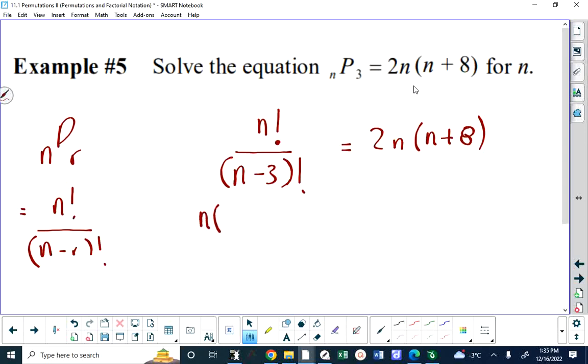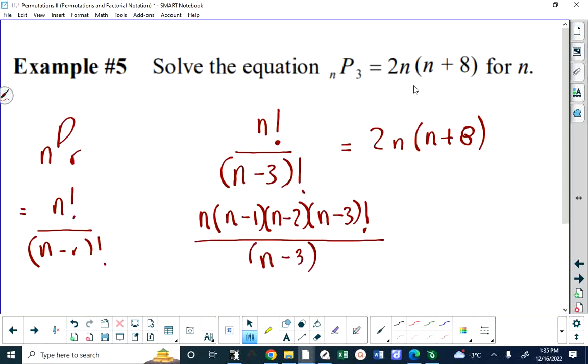And we expand out the n factorial until we see the n minus 3 factorial. So I could keep going. n factorial is n times n minus 1 times n minus 2 times n minus 3 times n minus 4. But the n minus 3 to the end of the line is n minus 3 factorial. And I'm stopping there so that I can do this. And this is equal to 2n times n plus 8.